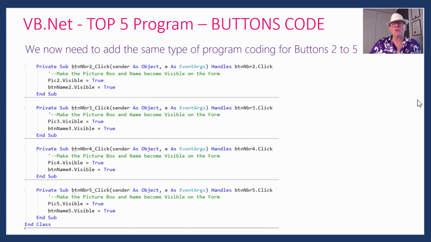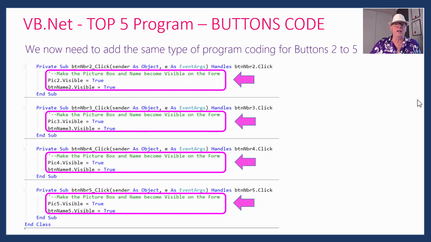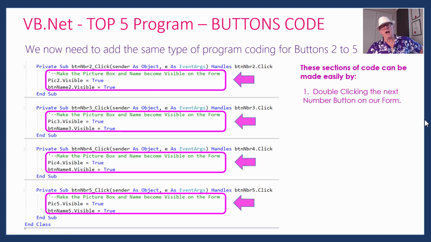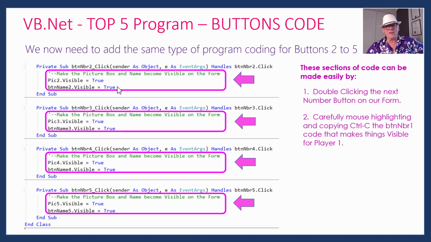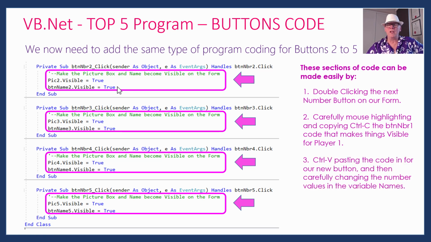All right, now you need to add the same sort of coding for buttons 2 to 5. So each of those buttons, you're going to double click on them, go into the code editor, and add these lines of code. For button number 2, pick 2 needs to become visible, the name button needs to become visible, and so on. So you need to do all 4 of those. Again, another shortcut is just do the first one, and then you can highlight this code with your mouse and Control-C to copy it, so that you've got all of that code. And then you can just Control-V, paste it in this gap for the next one.